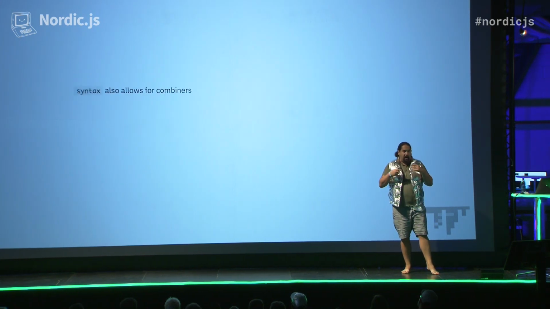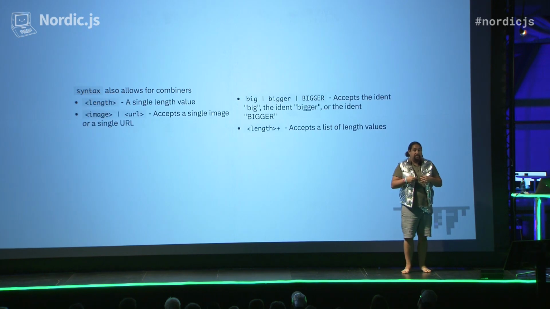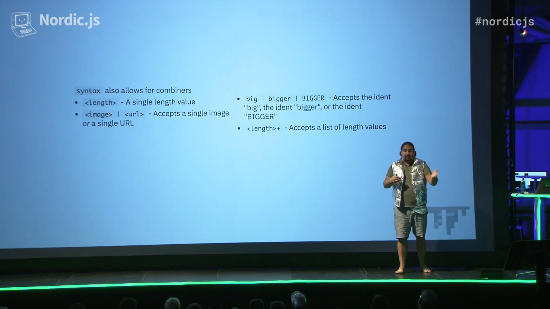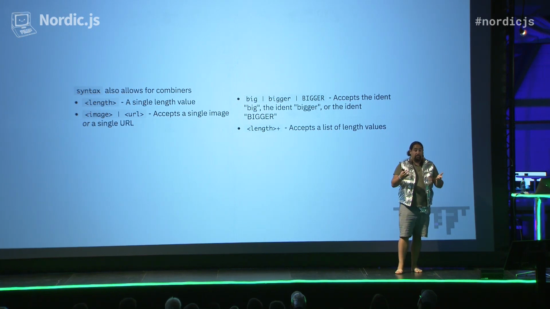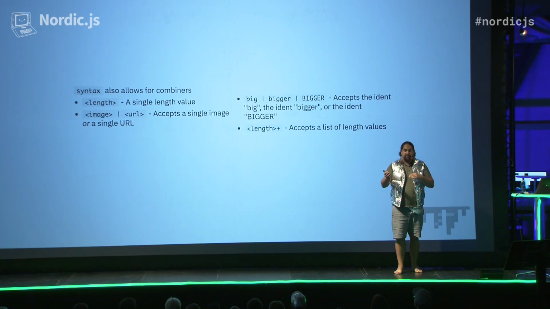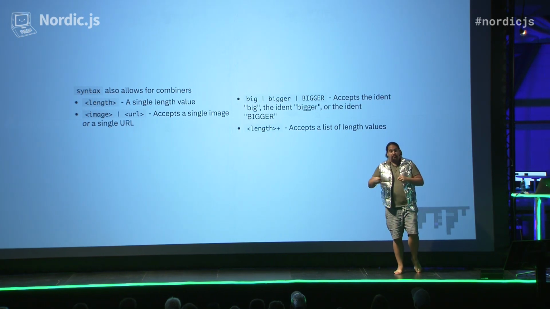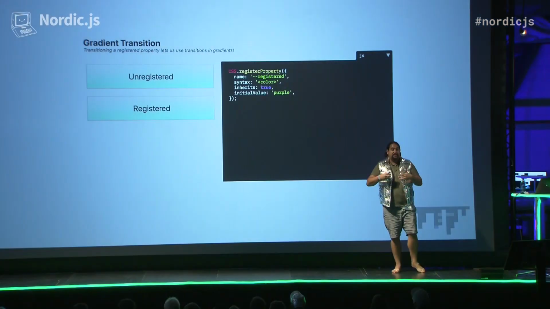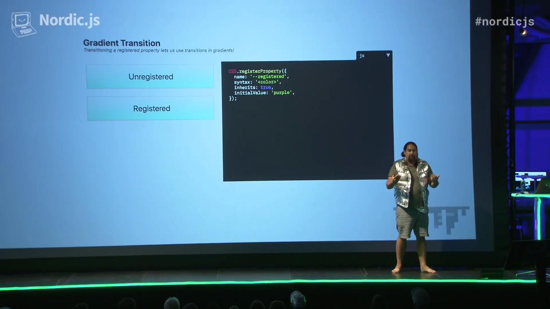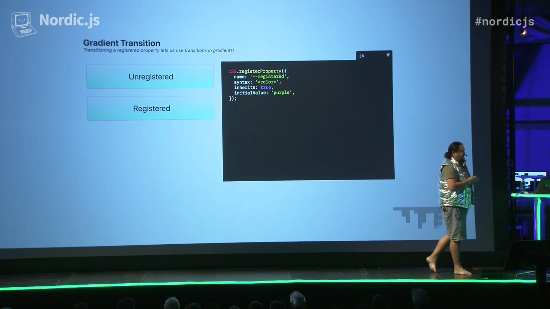Now, it also allows for combiners, so we don't need just one. We can have a single unit. We can take a list of units with the plus. We can have ORs, which is the bars, so we can have ORs of different types, like image or URL. We could even have ORs of different idents, like big, bigger, and all caps bigger. All of these are considered different valid values for our custom property. With this, it opens up the possibility for the browser to actually start working with our custom properties in a way that it can't today.